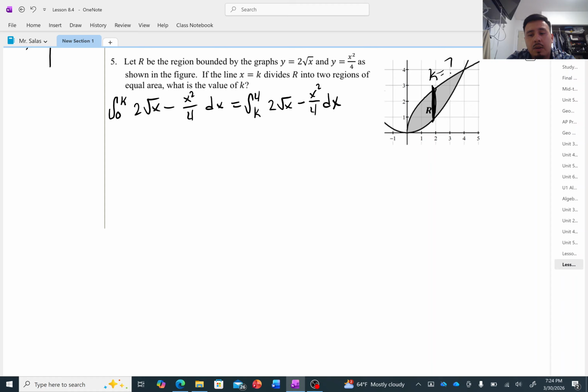Now it's bounded between 0 and k, and then k to 4. You can see that because my original is bounded between 0 and 4.